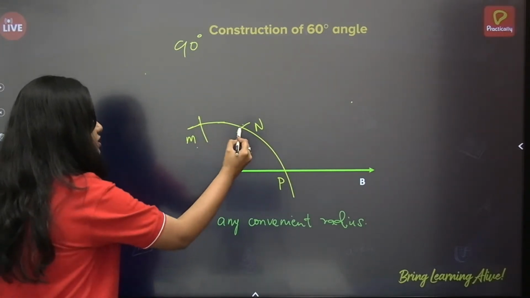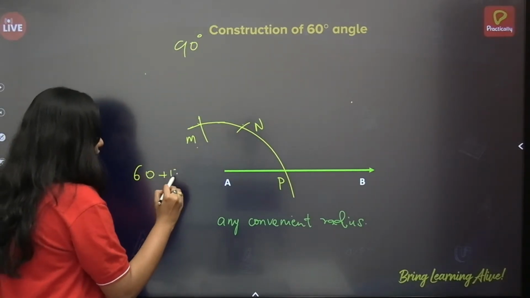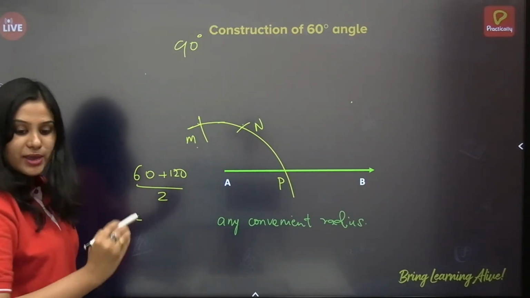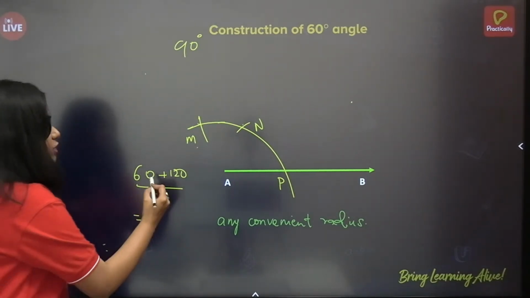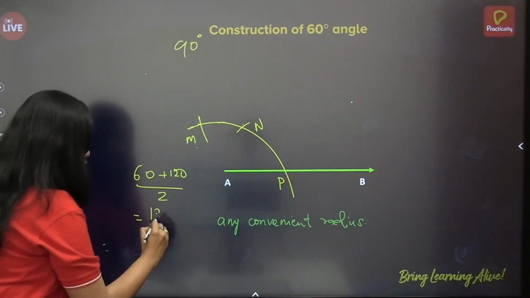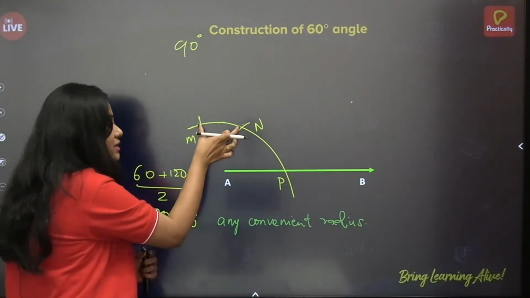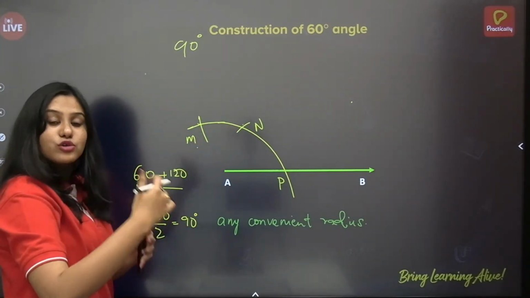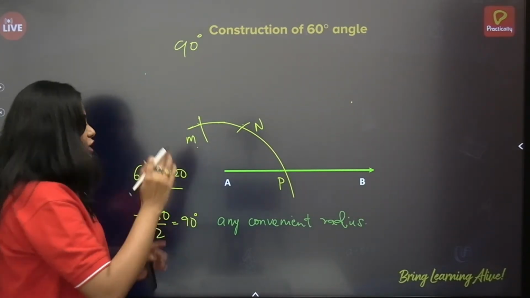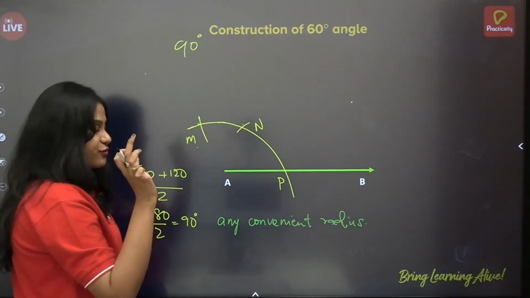Alright. So this is 60, correct? And this is 120. So 60 plus 120 by 2. In between is what I want, right? It's okay, Prateek, I'm explaining. So the bisector of these in-between angles: 180 by 2, so 90 degrees. Correct? So now I have to bisect this MN so that I get 90 degrees exactly in between.